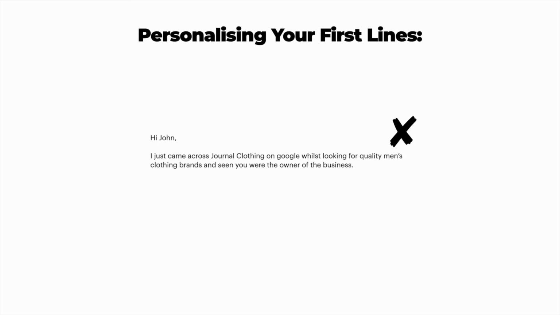So this is not, I repeat, this is not a personalized first line. Saying stuff like this: "Hi John, I just came across," and I'm going to put Journal Clothing, just a fake business I made up, so bear with me here. If I reach out to John and go, "Hey John, I just came across Journal Clothing on Google whilst looking for quality men's clothing brands and seen you were the owner of this business." That is not a personalized first line.